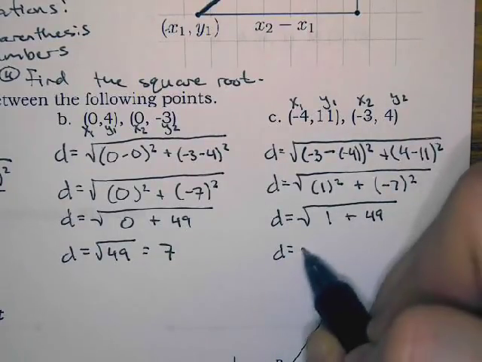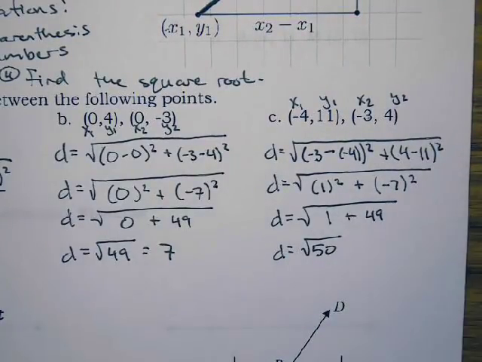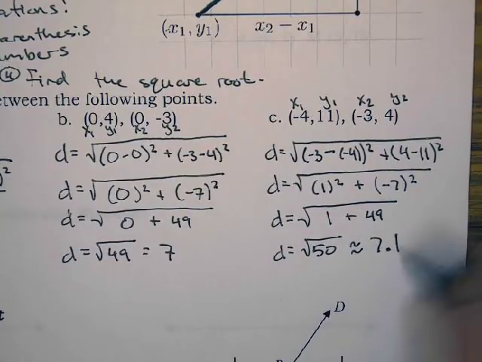So we get the distance is equal to the square root of 50, which is approximately equal to 7.1. Rounding my answer, I rounded my answer to get 7.1.